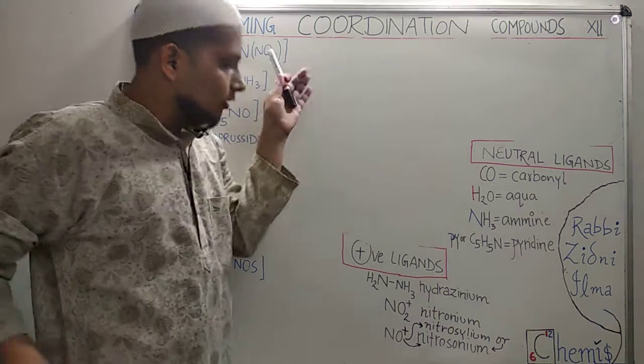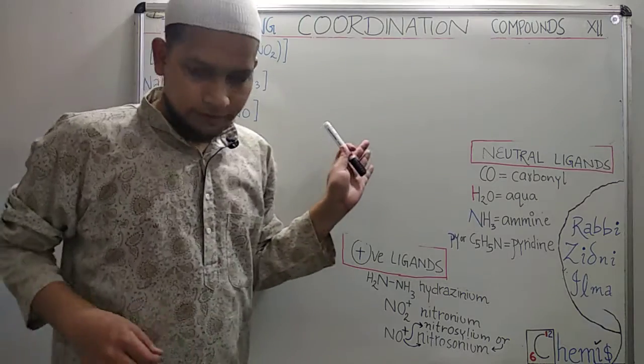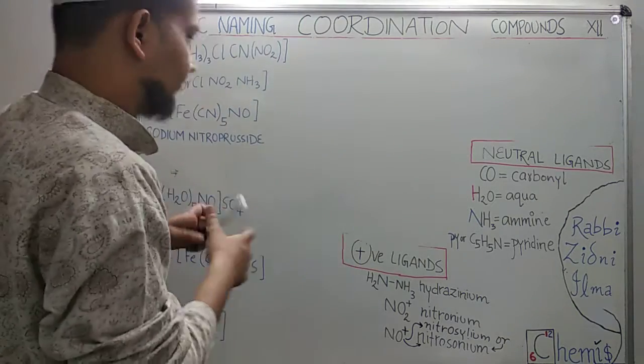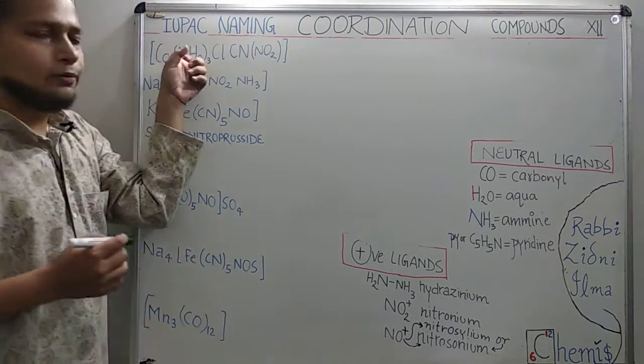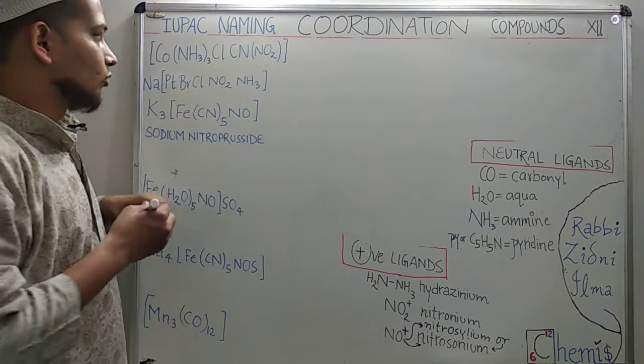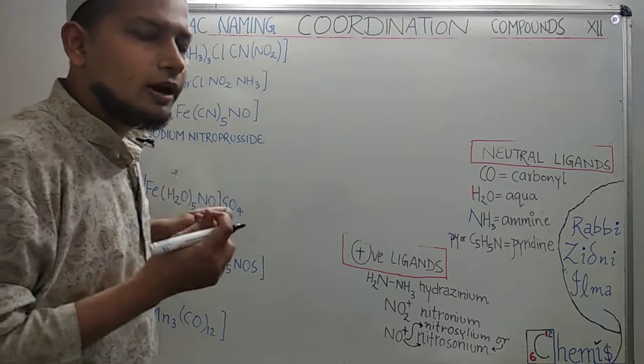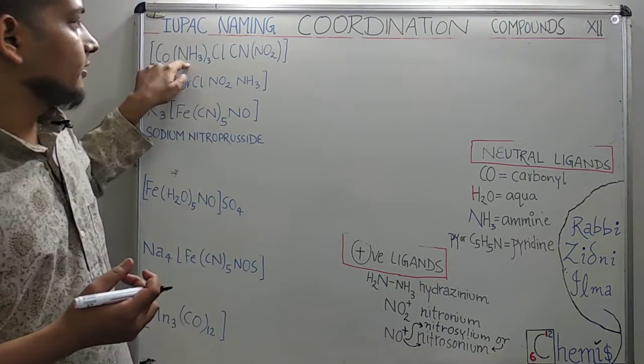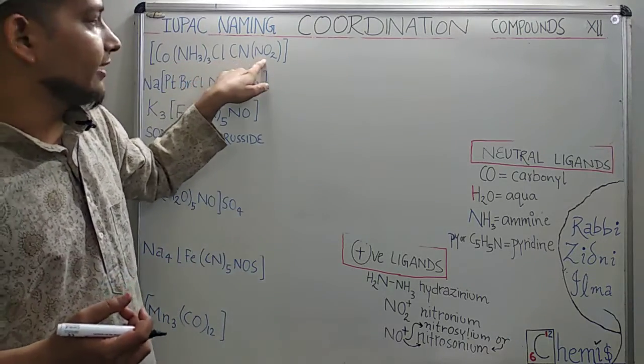So we have a lot of questions here, and we will try to decode them one by one. Now look here. For this particular case, we have 6 ligands. All are different. So we will start to name in the order of alphabets. So first amine, then chlorido, then cyanido, then nitrito.